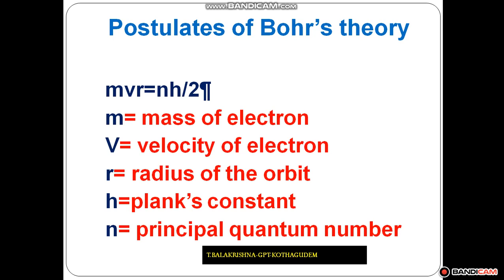Next, n is the principal quantum number. It is an integer value. So here the r value and v value vary depending upon which orbit the electron is present in. The mass of the electron is constant.